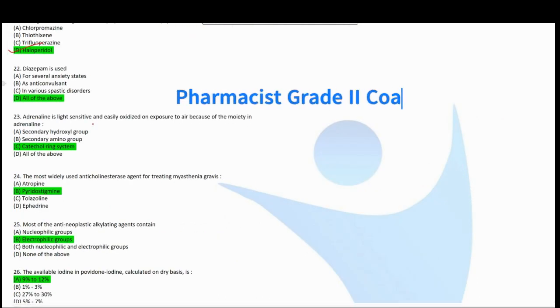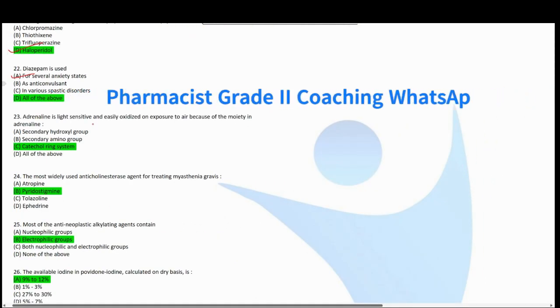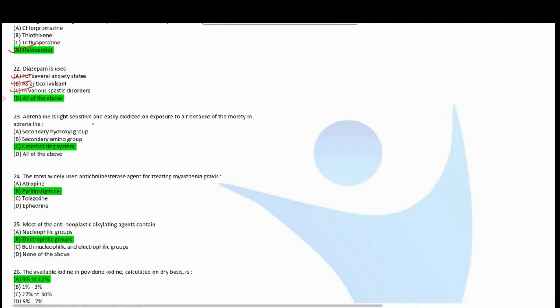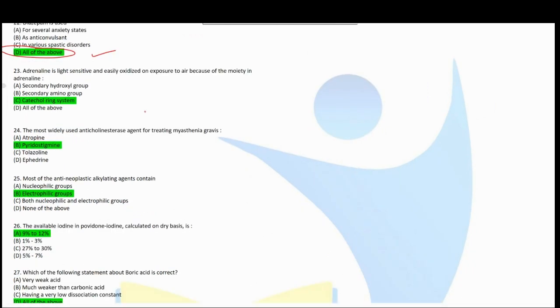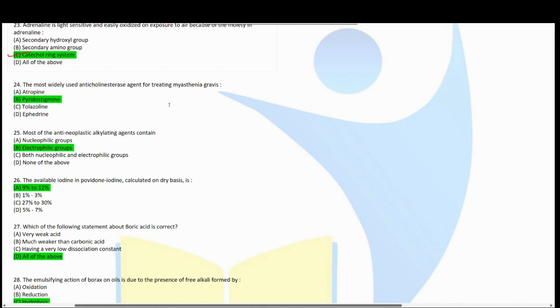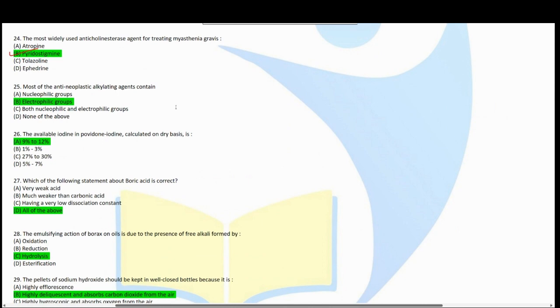Diazepam is used for severe anxiety state and as an anticonvulsant, and in various spastic disorders. So option D, all the above, is the right answer. Adrenaline is light sensitive and easily oxidized on exposure to air because of the catechol ring system in adrenaline. Option C is the right answer. The most widely used anticholinesterase agent for treating myasthenia gravis is pyridostigmine. Next, most of the antineoplastic alkylating agents contain option B, electrophilic group.